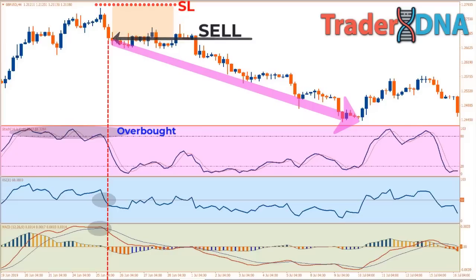Final word. This is a very simple and profitable technical analysis that is proven to have a high win rate.